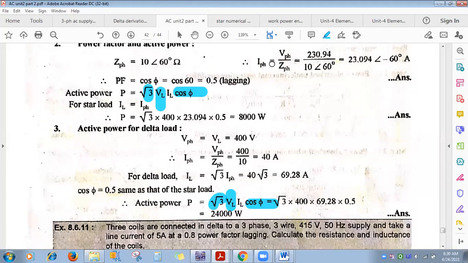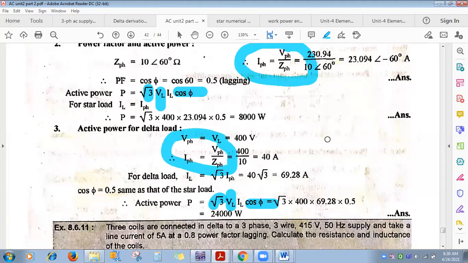Now see here, in star, IL is equal to IPH. Okay, so concentrate on IPH here, and here also you concentrate on IPH. Now compare the power. This is the important thing. Everyone concentrate here. See, for star you got power consumption 8,000, and in delta you got power consumption 24,000.